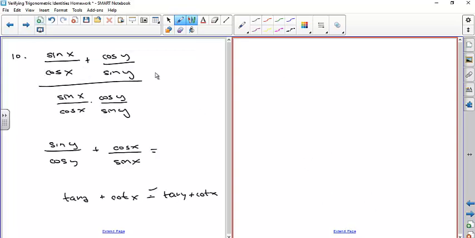Now I'm just going to remind you what we're doing here. So we're taking the first term in the numerator. We're going to divide by this whole thing. So what you do is you take the reciprocal of this. So you'd have the cosine of x over the sine of x. So that's the reciprocal of this part.